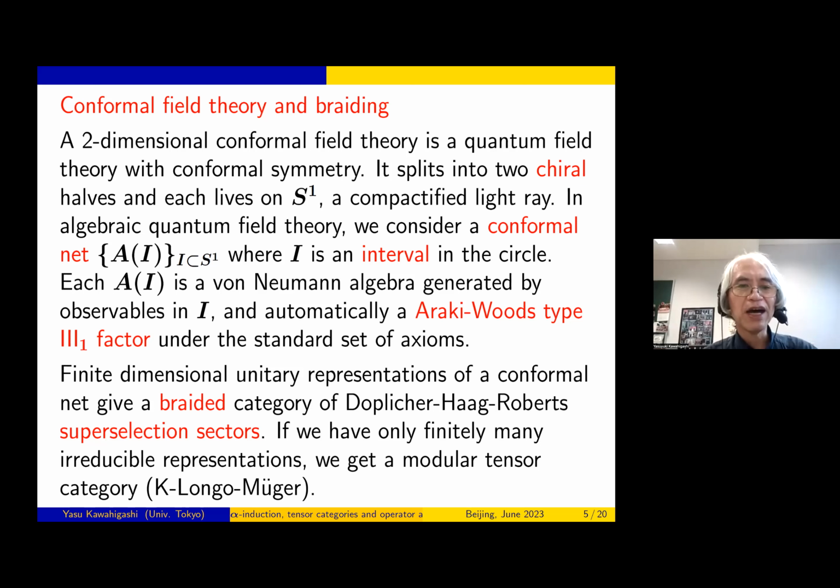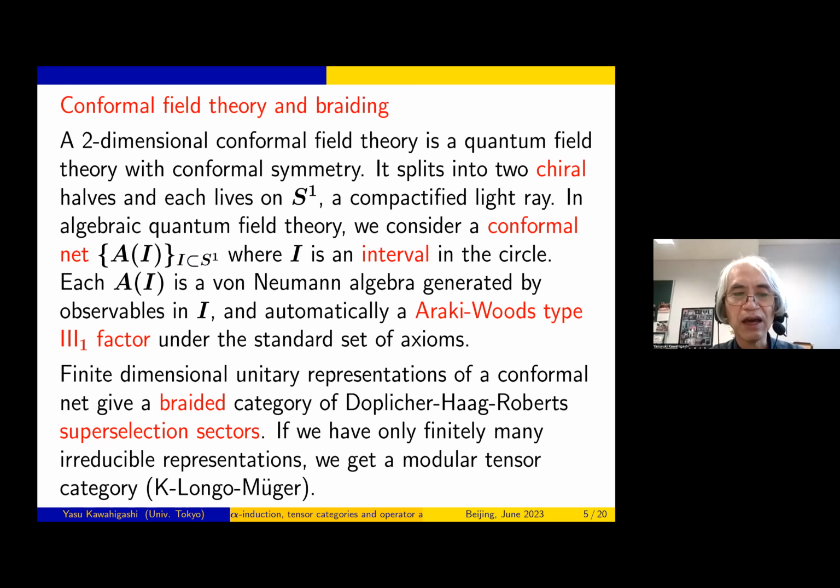Then consider finite dimensional unitary representations. I mean, this is finite in the quantum sense, not the ordinary sense. In the quantum sense, we have quantum dimensions and we have a notion of finite dimensionality. So in this sense, we have finite dimensional unitary representations of this conformal net. This gives a braided category, so we automatically get a braiding in this situation. This is called Doplicher-Haag-Roberts theory. This is an old theory, like 50 years old.